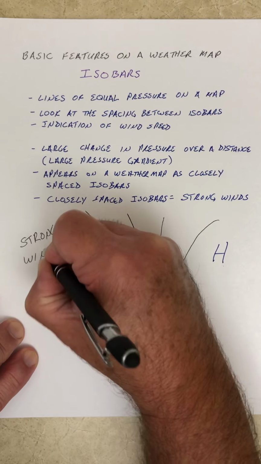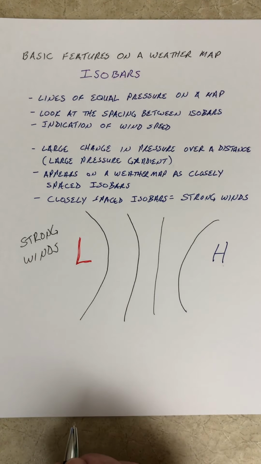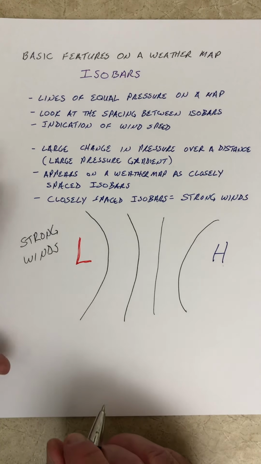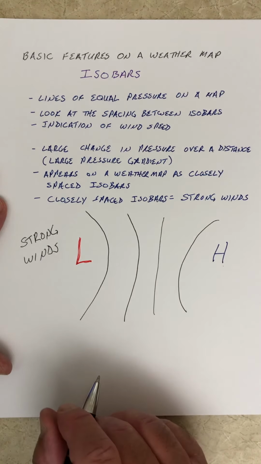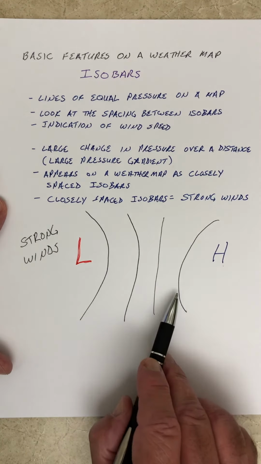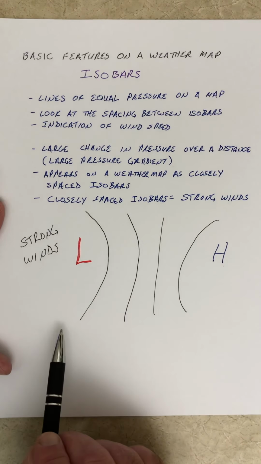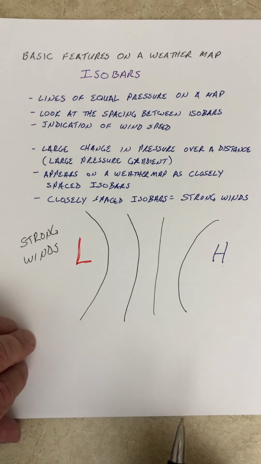I'll be asking you every week to take a look at the weather map and to get an idea and to make seat of the pants forecasts, to explain what's going on on a weather map. And anytime you see isobars closely spaced together, that's going to be an indication that the winds are strong at that location. So let's take a look at the opposite of that.